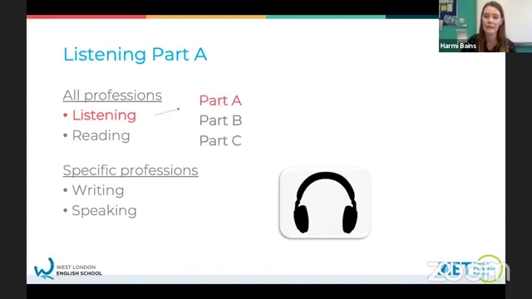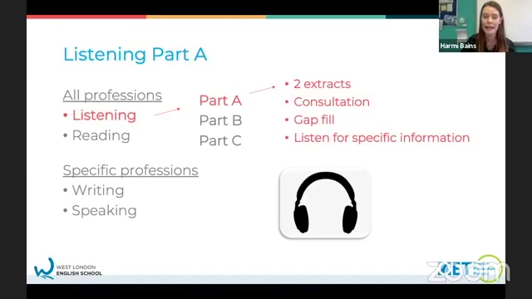So we're going to be looking at part A today. And listening part A is 2 extracts. They are the gap fills. You only listen once. This is the same for all of the listening. They're in a consultation style, so this is normally between a doctor and a patient. And your skill that you need here really is listening for specific information. So with B and C, there is some kind of gist, there's some detail, there's different kind of skills that you need. But with part A, you are just listening for specific words and specific information.